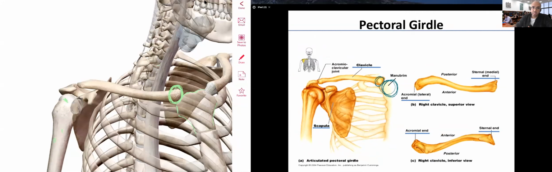Why is it medial? Can you remind me what's medial and what's lateral? Medial means it's directed towards the midline. So if I'm describing this side of the bone, it's going to be medial, going towards the midline, compared to this flattened end of the clavicle.